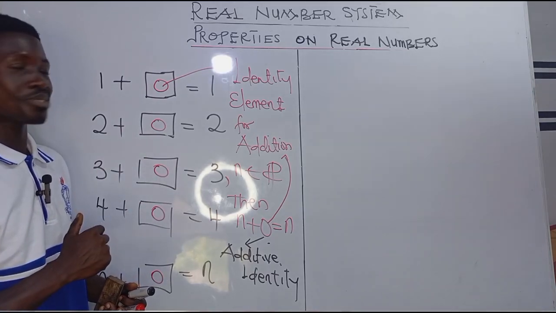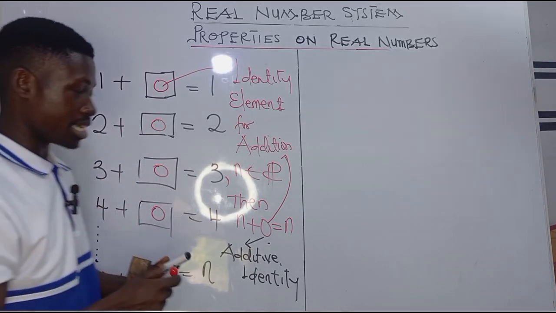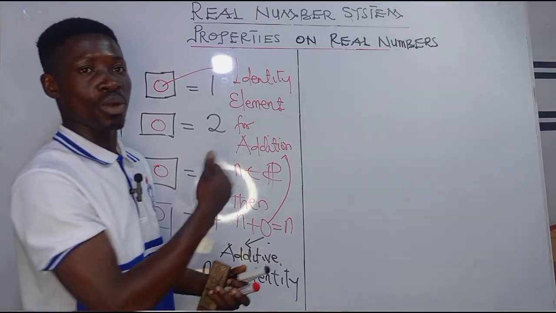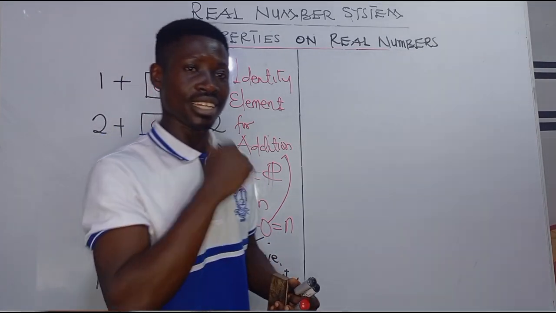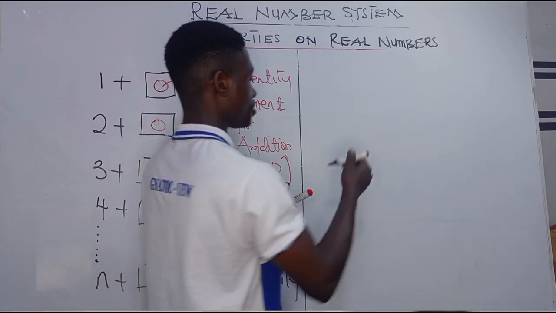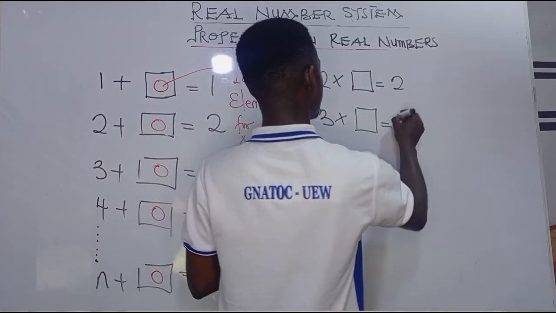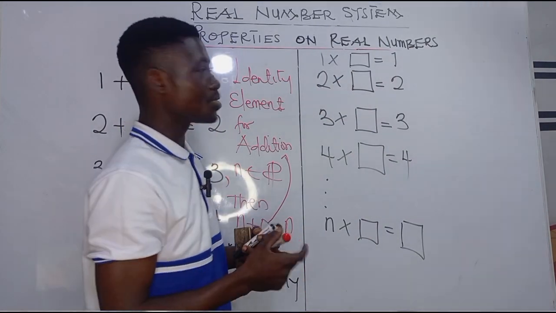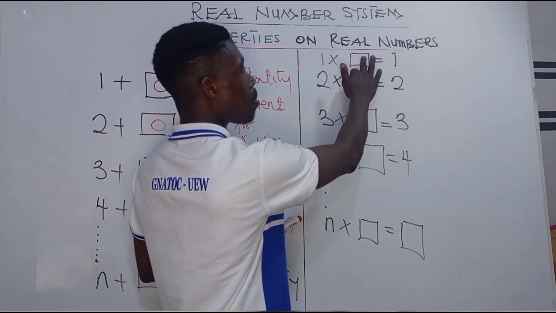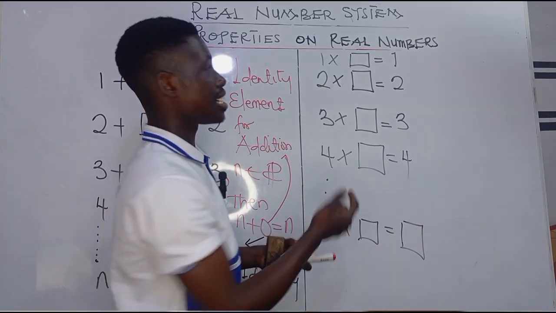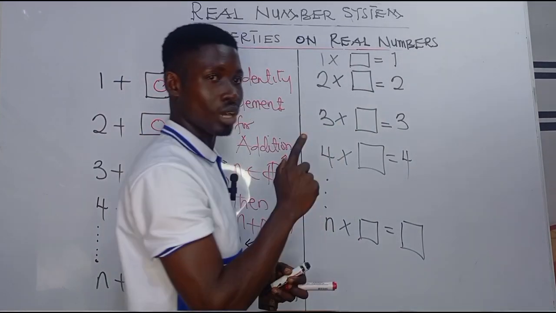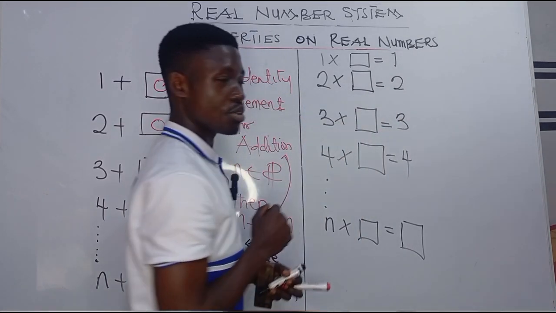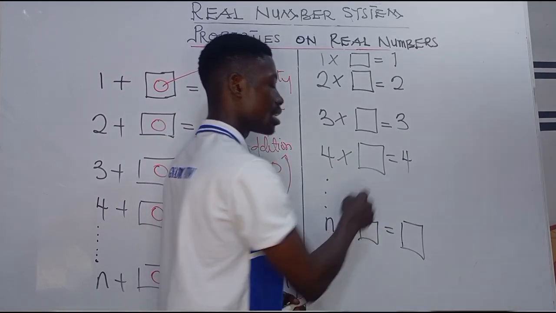Now let's move on to the next operation, that is multiplication. With that one, we are also going to follow the same steps. We are going to go through a few activities and then you come out with your observation. So we have these few activities. Let's go through. So we have 1 times box will give you 1, which means that 1 times what number will give you 1? 2 times what number will give you 2? 3 times what number will give you 3? 4 times what number will give you 4?